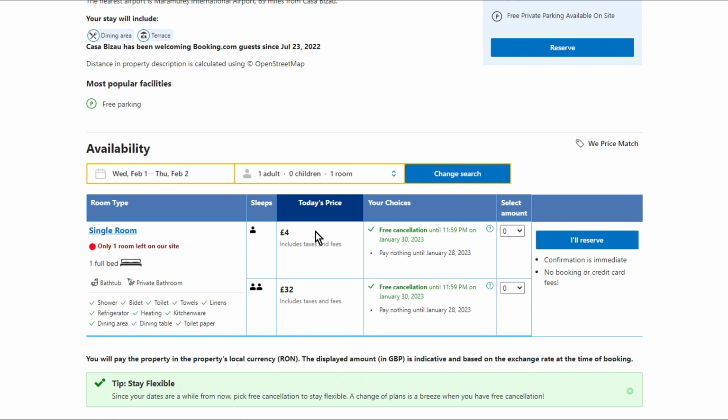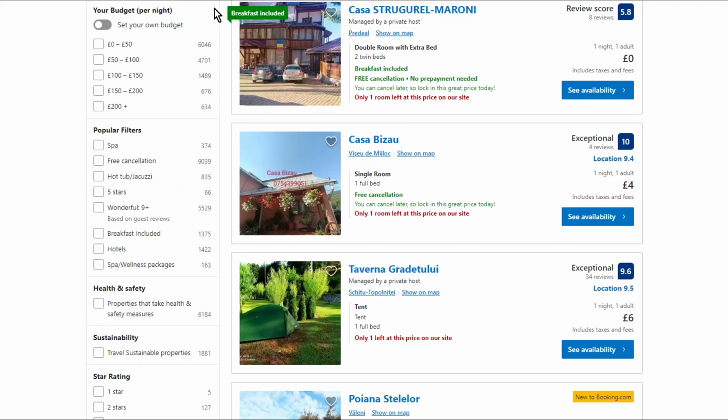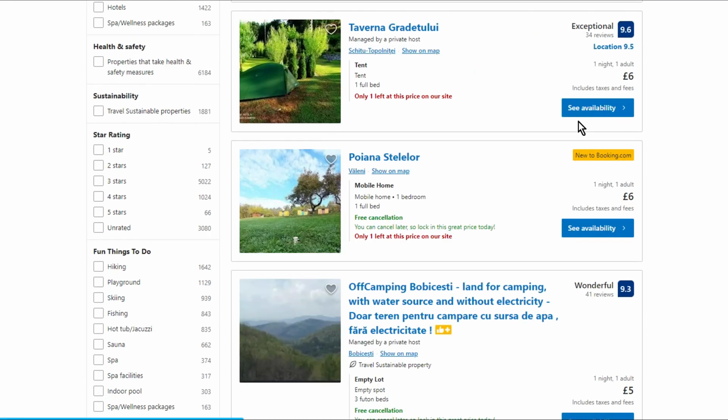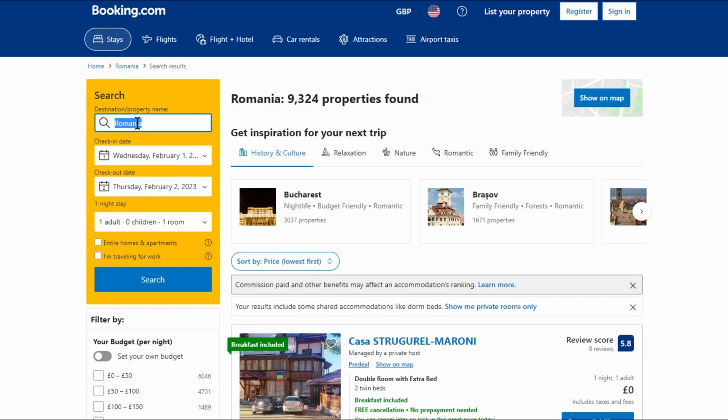Single room, 1 person £4, 2 person £32. That's a big difference. When the difference is like that, I sometimes think it might be a mistake. But anyway, you get a general idea. That's how cheap things can be in the EU. So, I think that's the EU done. Let's now go and take a look at other parts of the world.